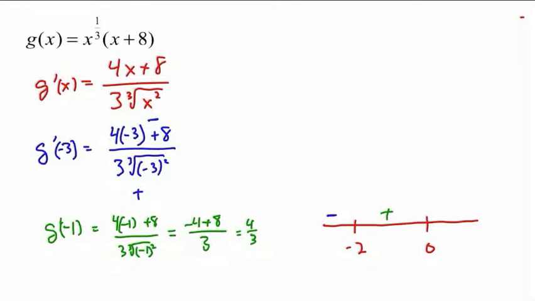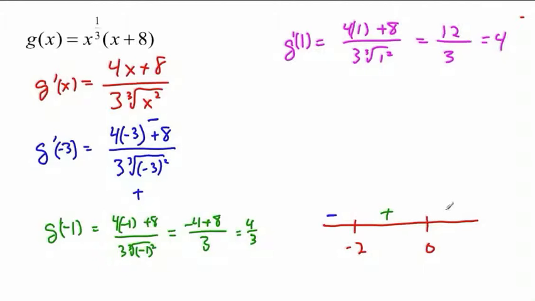And now I'm going to plug something bigger than 0. So I'm going to go g of 1, and that's going to be into my derivative. That's going to be 4 times 1 plus 8, all divided by 3 times the cube root of 1 squared. Well, 4 times 1 plus 8 is 12, and then this is going to be 3 times 1, which is 3. So that's 4, which is positive. So I'm going to make this positive. All right, now I have my sign chart.